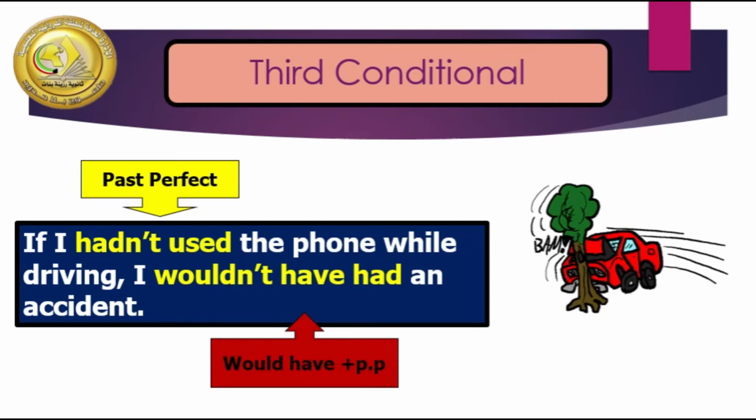Let's look at this example. If I hadn't used the phone while driving, I wouldn't have had an accident. The first verb is hadn't used. Hadn't used. The second one is wouldn't have had.